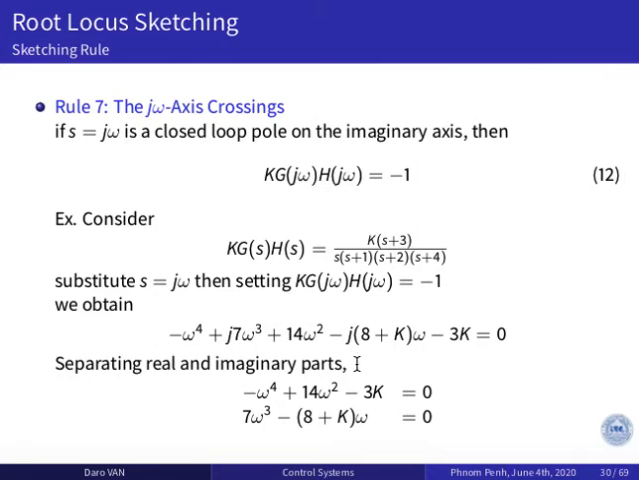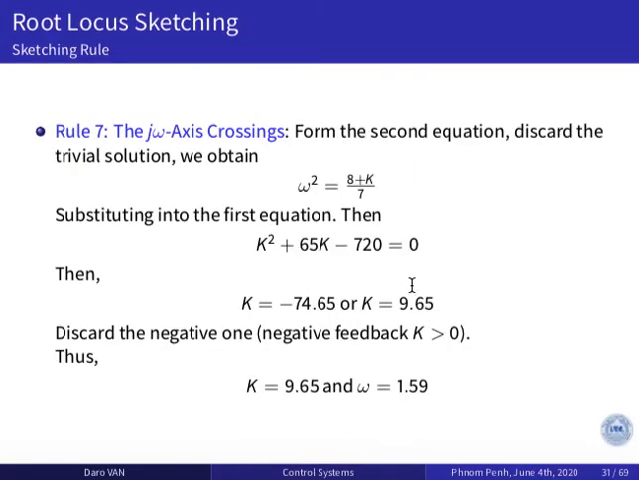This is the real part, equal to 0, and this is the imaginary part, also equal to 0, so 0 plus j0. And you just do the math and then you can find k. There are two values of k here, and one is negative. Since this is a negative feedback system, k should be larger than 0. Thus, you can find k and you can find omega.